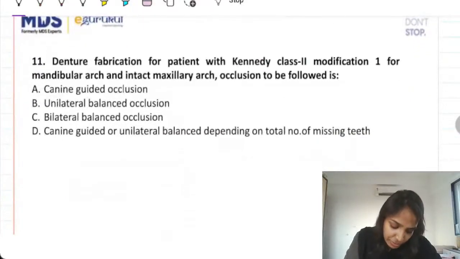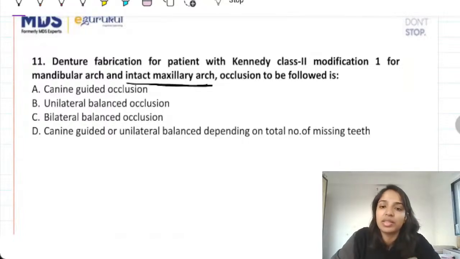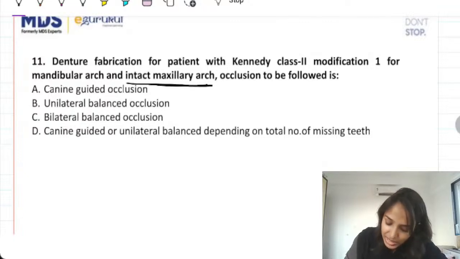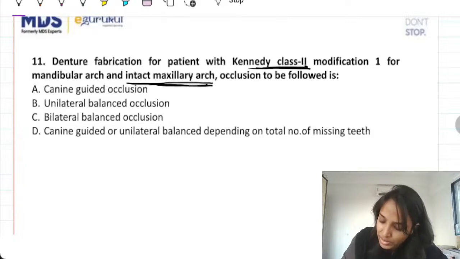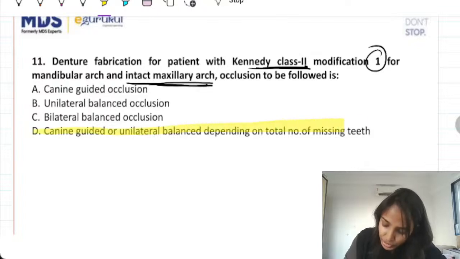Now, denture fabrication for patient with Kennedy class 2 mod 1 for mandibular arch. Opposing arch is intact. This is something that we discussed in the last class of our live sessions just about a day back. When there is an intact maxillary arch and you have a class 2 situation, the description of modification space has not been mentioned. What occlusion is to be followed? Is it canine guided? Is it unilateral balanced occlusion? Is it bilateral balanced? Or is it canine or unilateral balanced depending on total number of missing teeth? The correct answer here would be option number D.